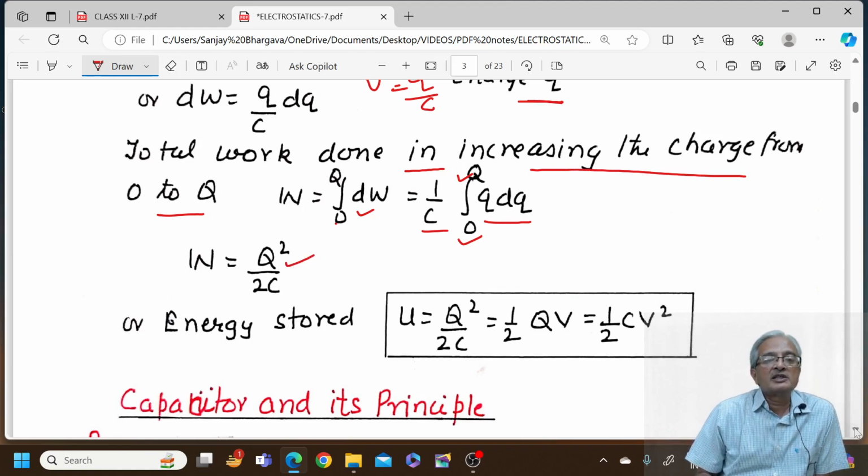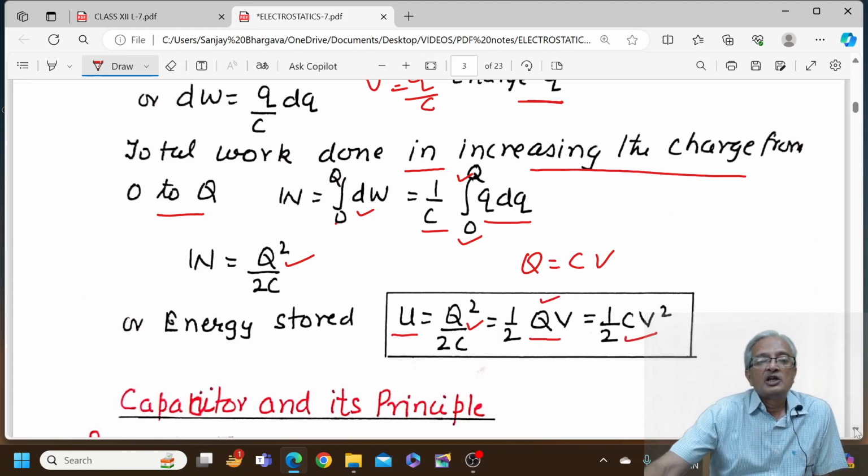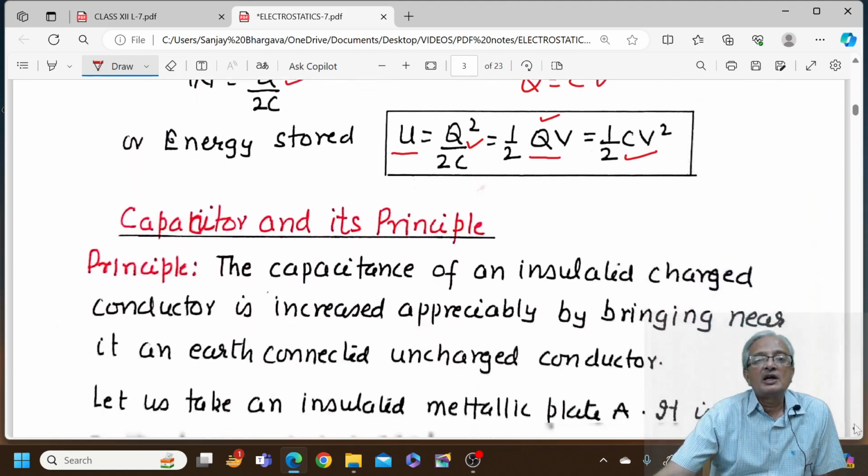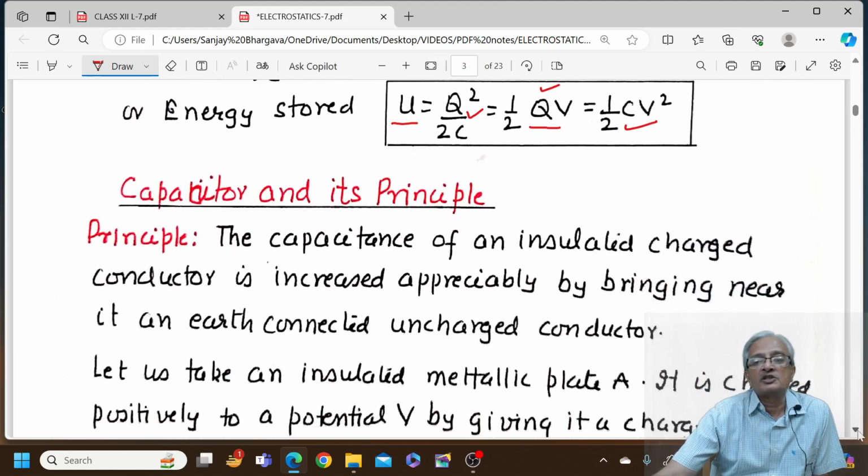This work done is stored as change in potential energy of the conductor. So potential energy, that is energy stored, would be Q square upon 2C. Replace Q is equal to CV, which gives me half QV, and also another time replace second Q by CV, it will give me half CV square. So we have three relations here: Q square upon 2C, half QV and half CV square.